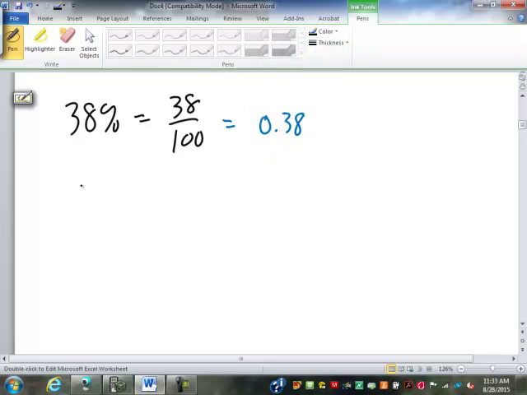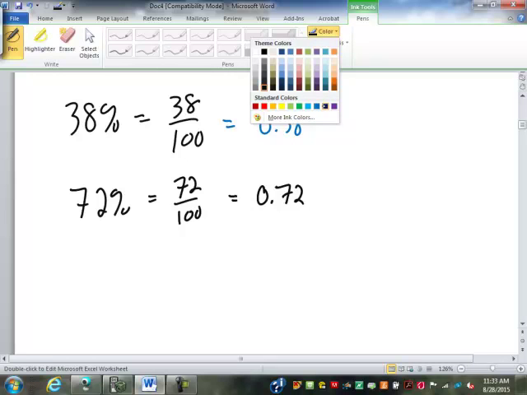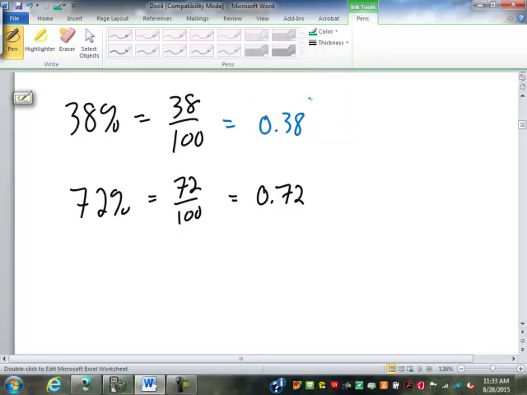In fact, any percent, 72%, is going to become 72 out of 100. Divided by 100 is going to make it 0.72. So no matter what the percent is, if I am converting it to a decimal, I am dividing by 100. Whenever I divide something by 100, it just moves the decimal point 2 spots to the left. So 43% becomes what as a decimal? 0.43.